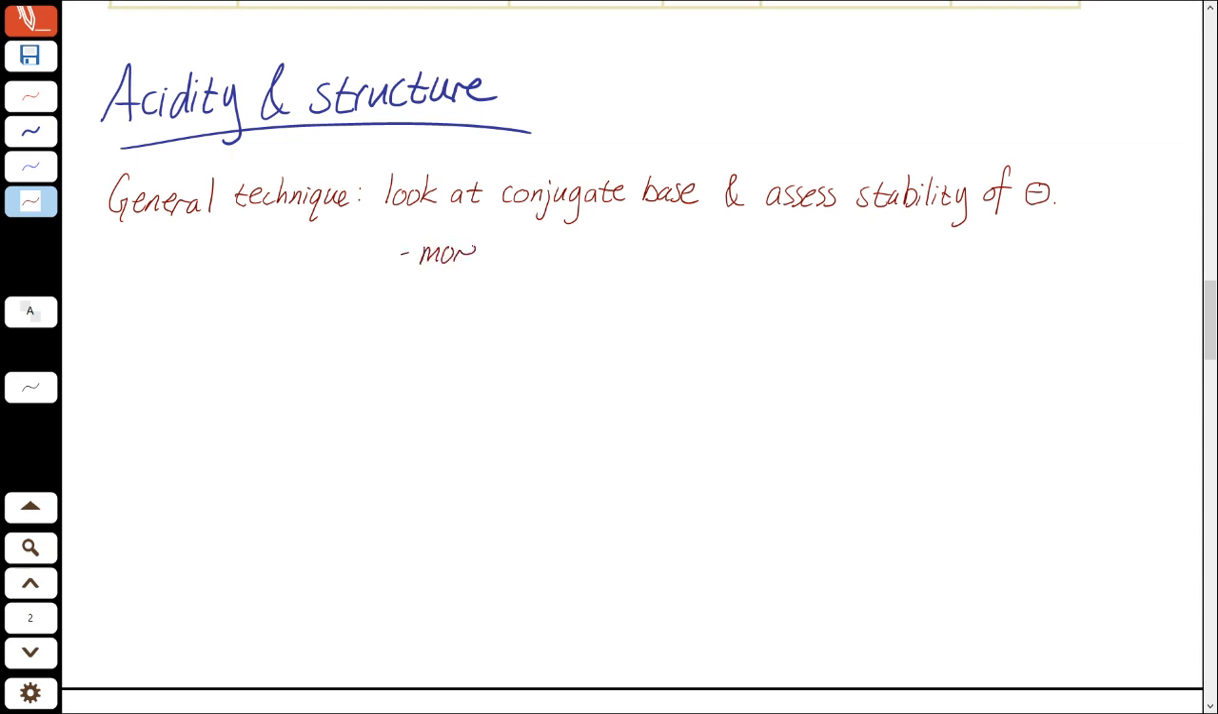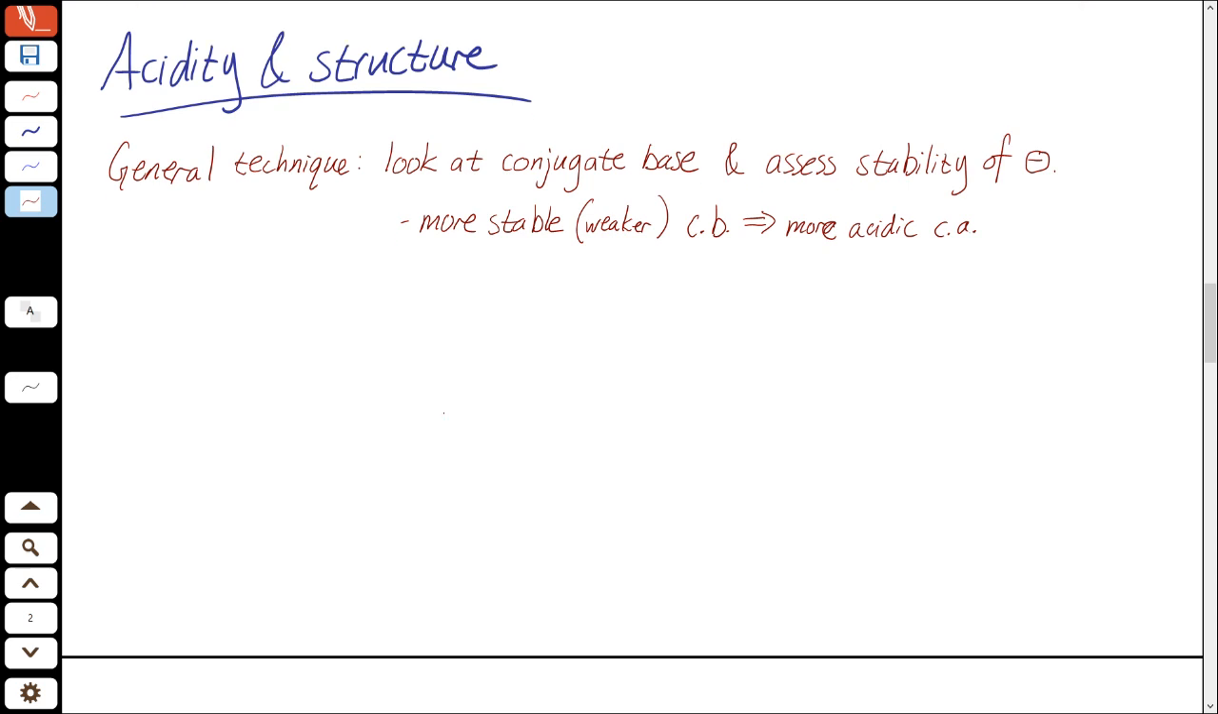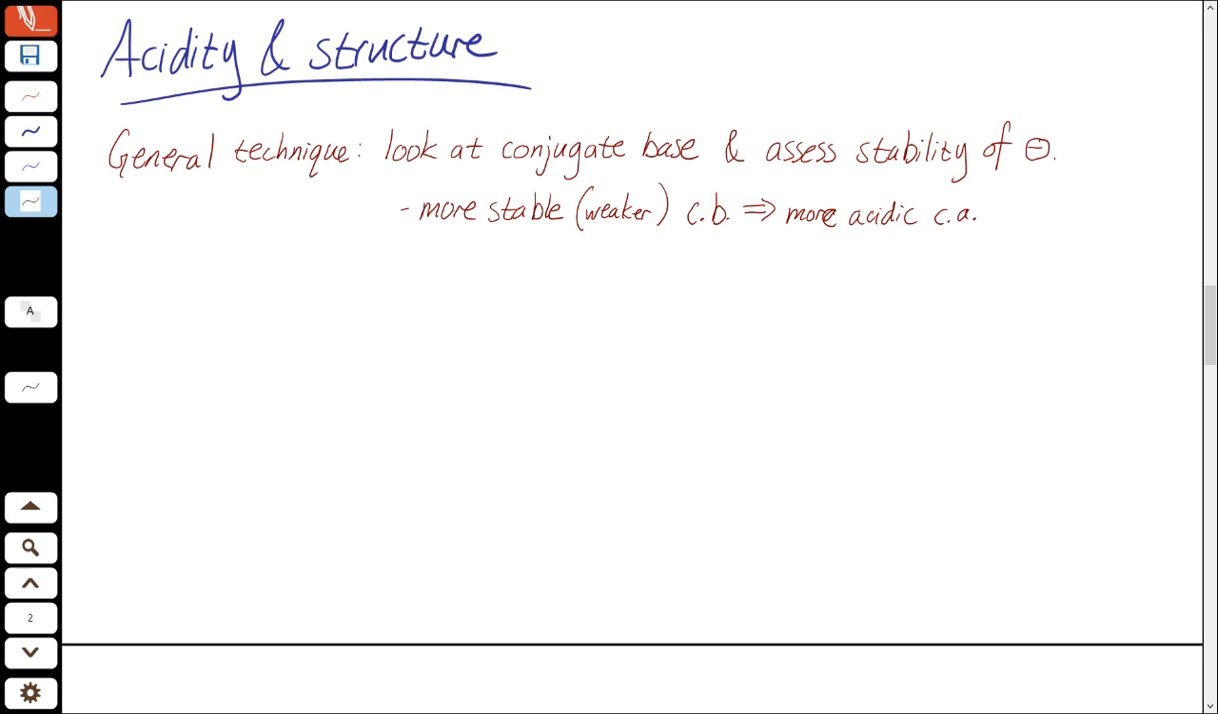Because we know that a more stable, or weaker, conjugate base means a more acidic conjugate acid. So if we can look at the base and decide how well that negative charge is stabilized, we can take that information back and figure out which is the stronger acid. There's going to be a couple of techniques that we look at.